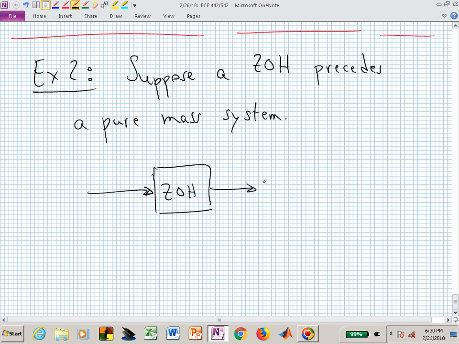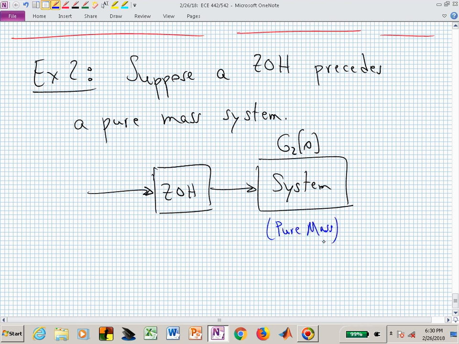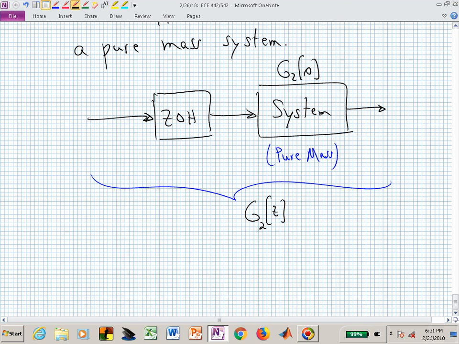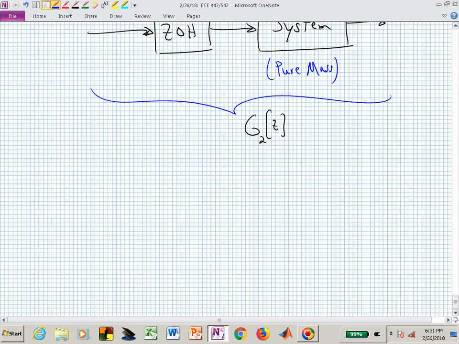In block diagram form, then, here is our system. Let's call that G sub 2 of S. And this is a pure mass. And we want to find G sub 2 of Z. Just for grins, let's go back and derive what the transfer function of a pure mass looks like, because I know you want to do that when you get to destination C tonight. Or on your alphabet, maybe you're up to D. At D, you're wanting to do G of S for a pure mass system.